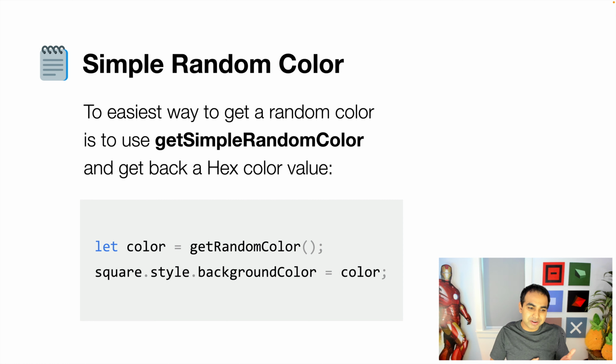So here's an example where I create my color object called getRandomColor. It returns a string, and then I assign that value to our background color property on the style object on a DOM element, which I'm referencing as square. And that is all that it takes to just get a random color displayed and appearing on an element.